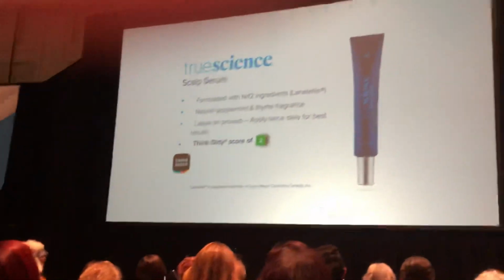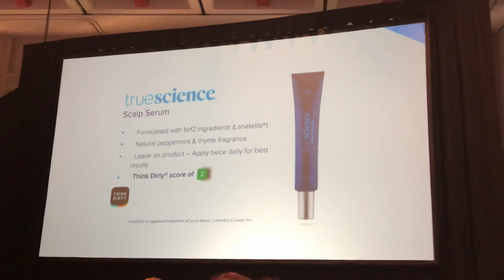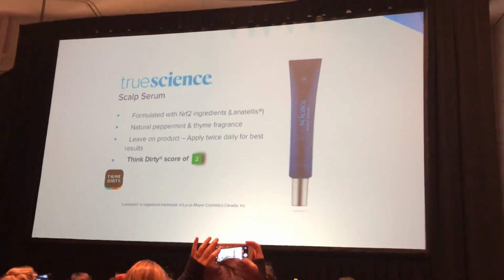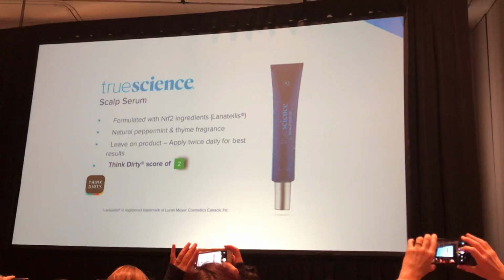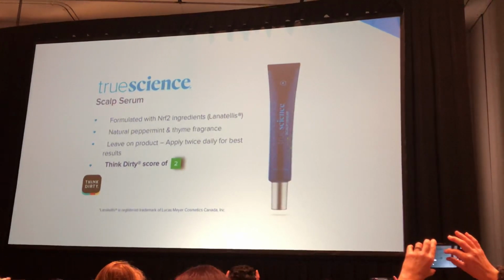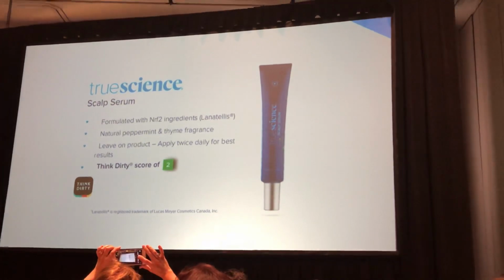It also has the Nerve 2 ingredients from Natalis, so it's going to also protect your scalp as you are outside and have the sun shining on top of your head. And then natural peppermint and thyme fragrance, and it is a leave-on product. So she's going to demonstrate how to use it.